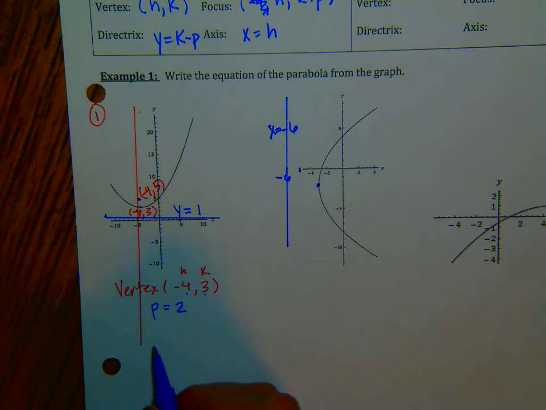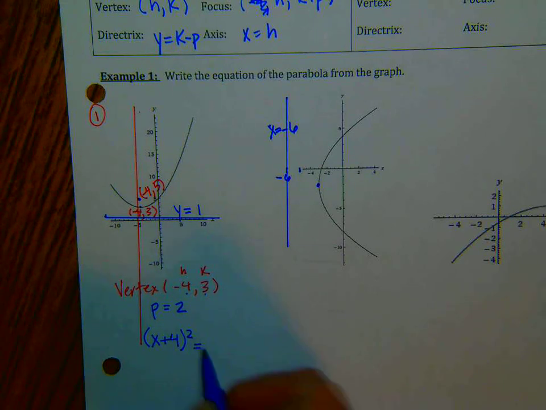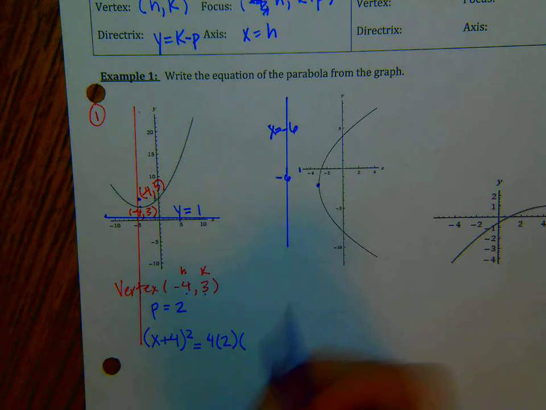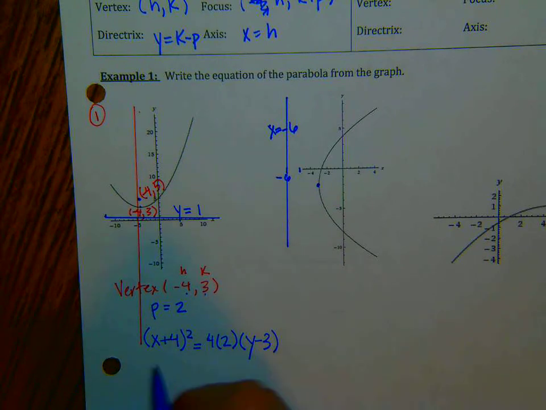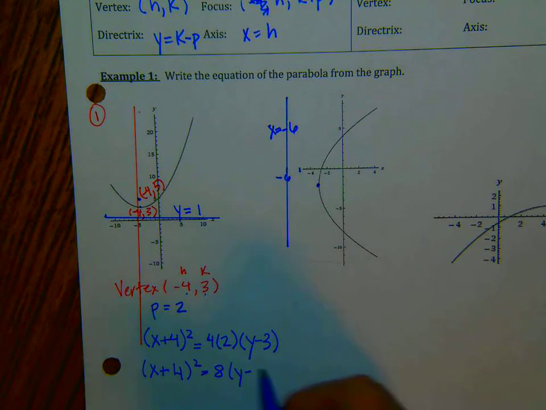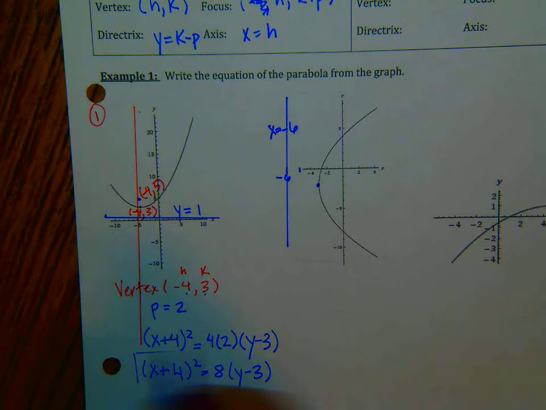I know that it's a vertical parabola, so it's X minus H, so it's X plus 4 squared equals 4 times P, which is 2, times Y minus K, Y minus 3. So let's rewrite that one more time. X plus 4 squared equals 8 times Y minus 3. This is the standard form of the parabola shown above.